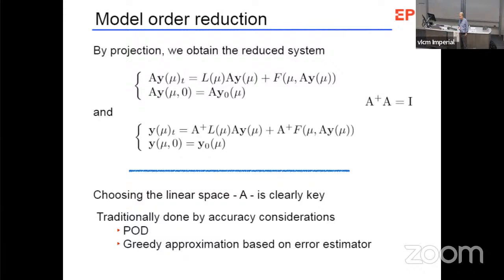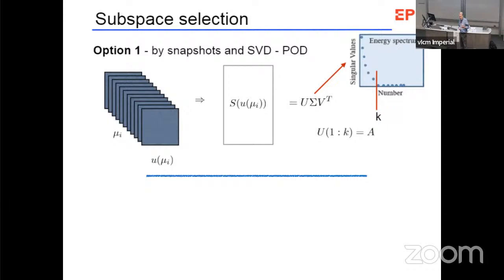So the first one, which is by snapshot, which is what leads to what is called proper orthogonal decomposition, in some sense, is a simple one. You sample parameter states, and for every parameter, you solve the problem, and you get a solution. And you stack them all up here, all the little boxes. Make them into vectors, creates a large snapshot matrix, compute its SVD, and look at what happens to the singular vectors. And this gives you an idea of what is the kind of information that you have in all these snapshots.